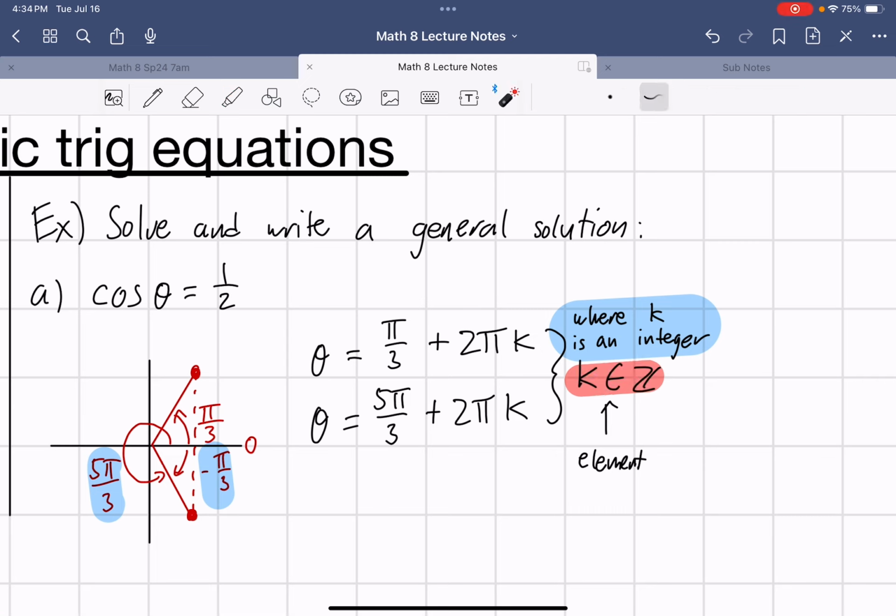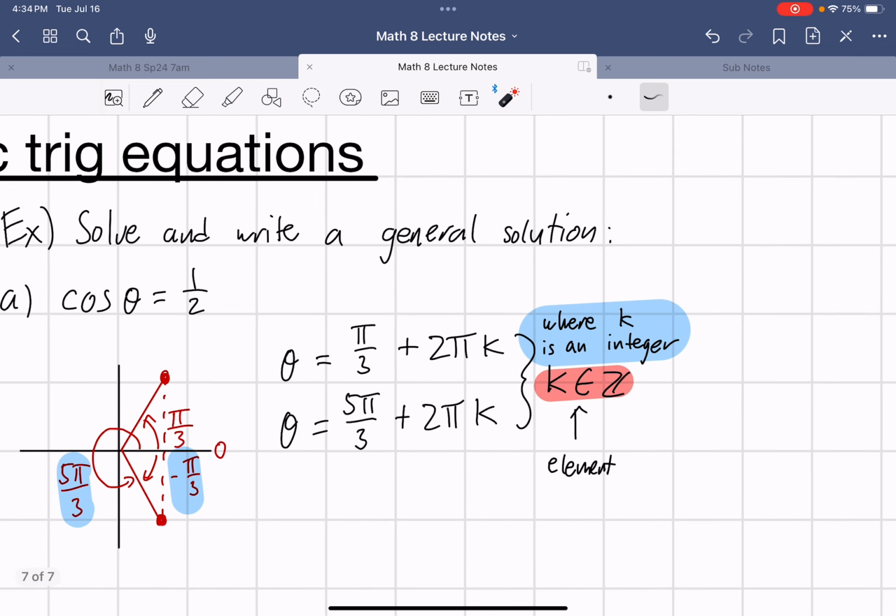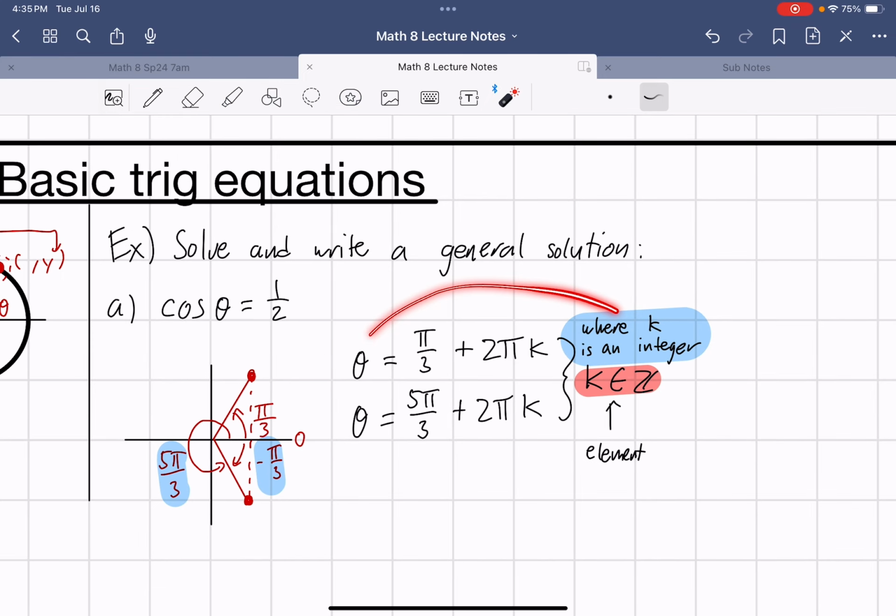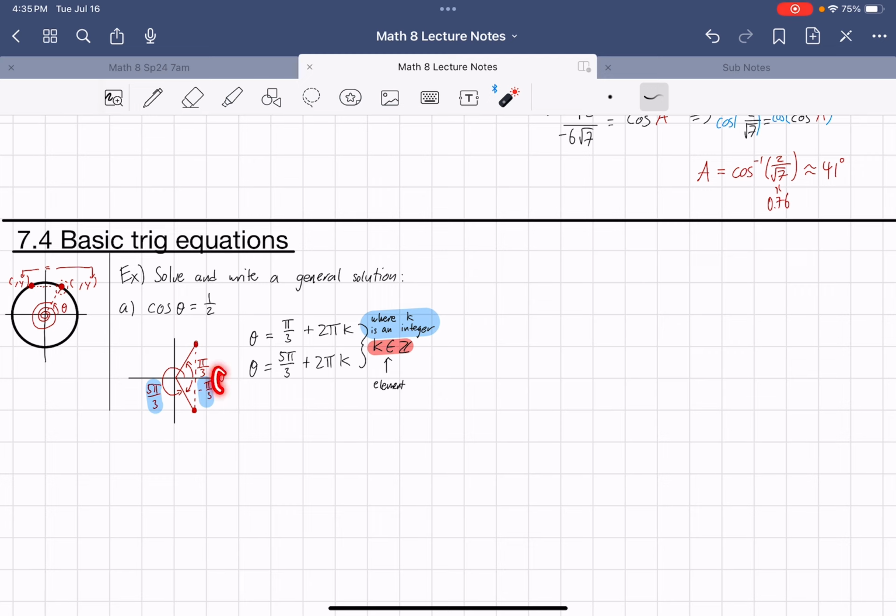Right? Because I keep rotating in the counterclockwise direction, but I can also rotate in the clockwise direction. And that's where I need it to be not just a whole number, right? 0 and all the positive numbers, but I also need negatives as well. And that's where an integer is useful. And this would be my general solution. Now, if I was only asking solutions from 0 to 2 pi, then I would only have pi over 3 and 5 pi over 3 as my solutions.